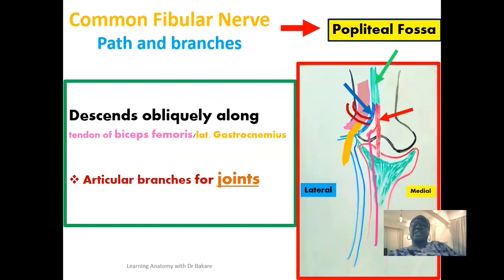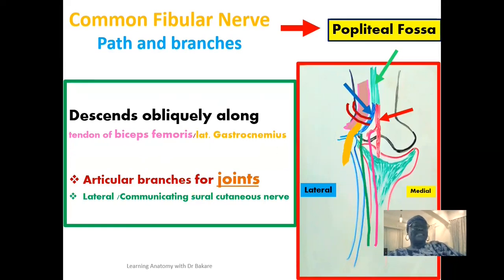Then another set of nerves that emerge from the common fibular nerve within the popliteal fossa are the lateral and the communicating supracutaneous nerves. The lateral supracutaneous nerve is highlighted here in green, and you see it emerging from the common fibular nerve at this point. Then we also have the emergence of the communicating supracutaneous nerve that is highlighted here in dotted blue.